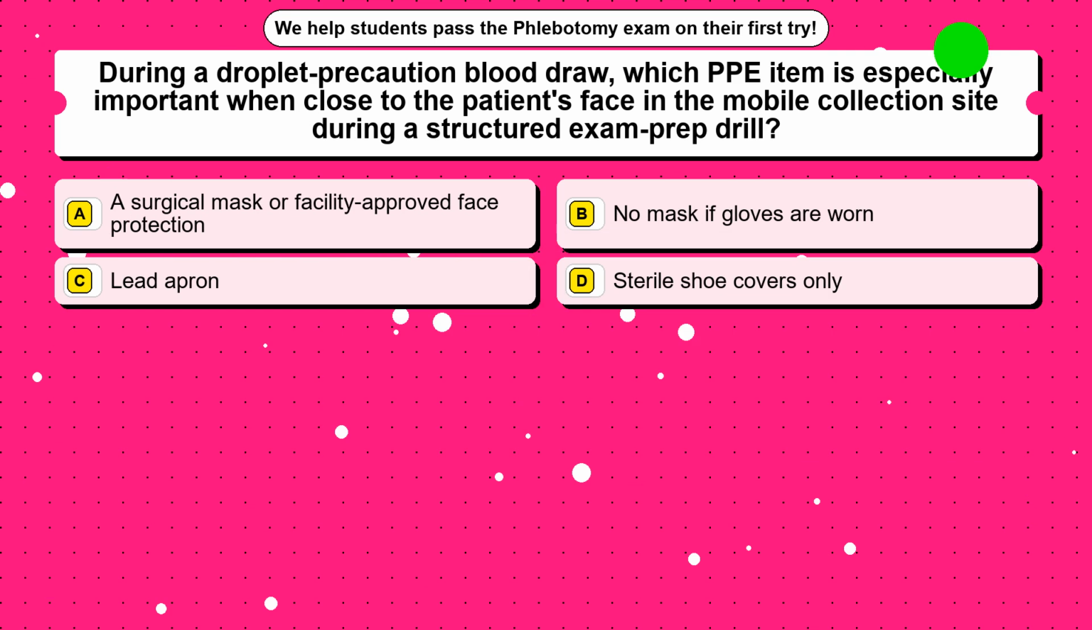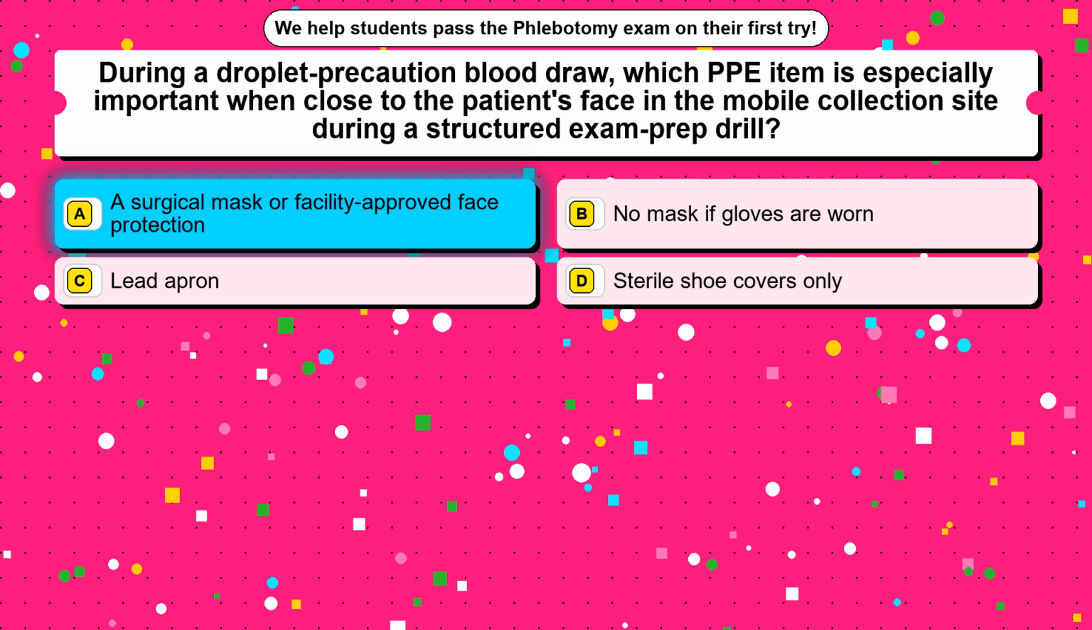Question 18. During a droplet precaution blood draw, which PPE item is especially important when close to the patient's face in the mobile collection site during a structured exam prep drill? Option A. A surgical mask or facility-approved face protection. Option B. No mask if gloves are worn. Option C. Lead apron. Option D. Sterile shoe covers only.